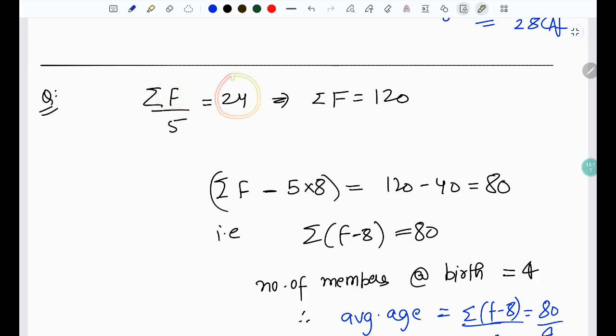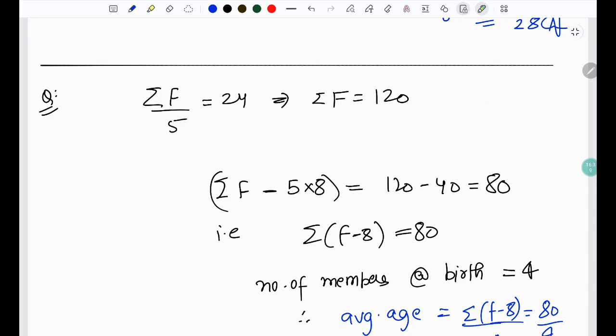This is given to be 24. Therefore the summation of their individual ages when the youngest member was 8 years old is 120. Now they said that at the time the youngest member was born, that is 8 years ago, since his age was 8 years given in the question, when he was born he must be 0 years.